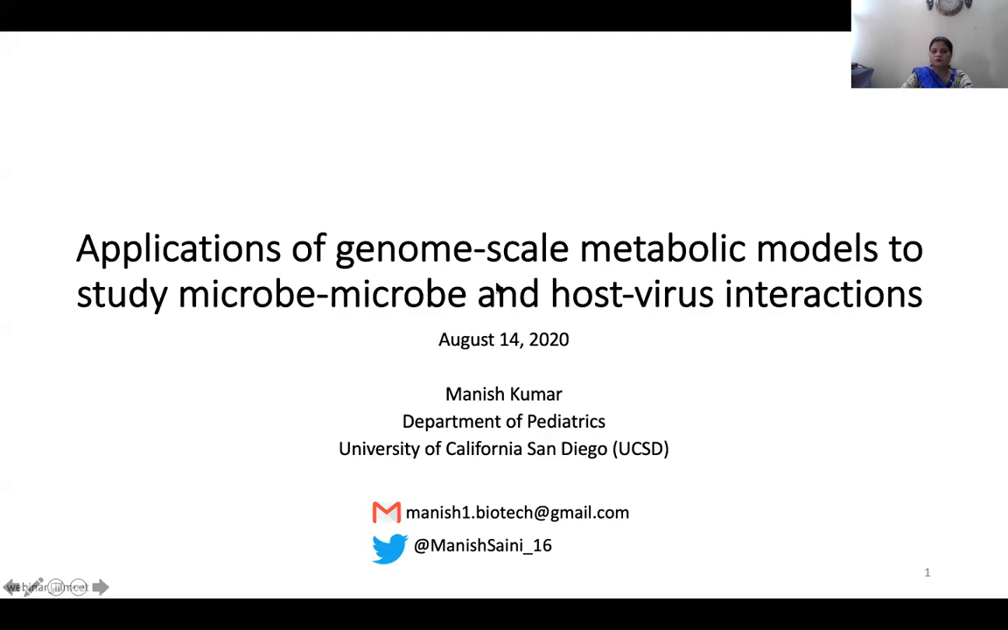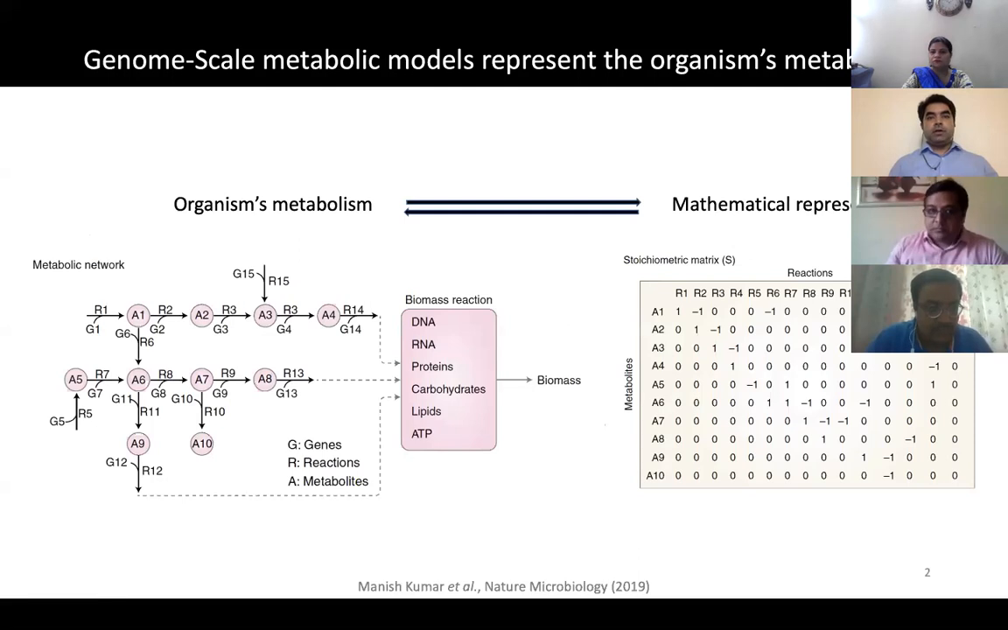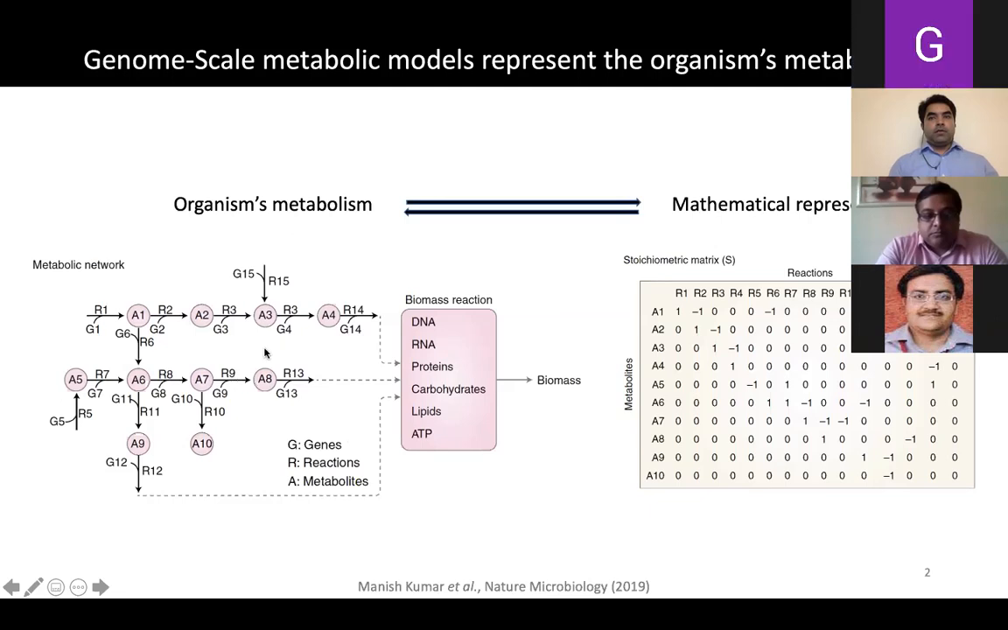So basically, as Dr. Garg introduced me, I am a computational biologist. I translate from organism metabolism to mathematical models and vice versa. In general, we metabolic modelers identify all components involved in metabolism, for example, genes, metabolites, reactions, and using this information along with how they are connected inside the metabolic network, we reconstruct entire metabolic networks.